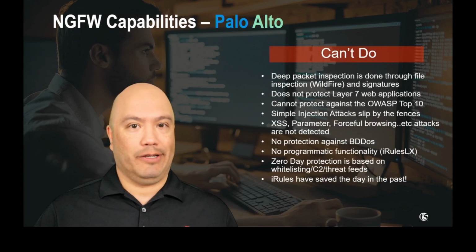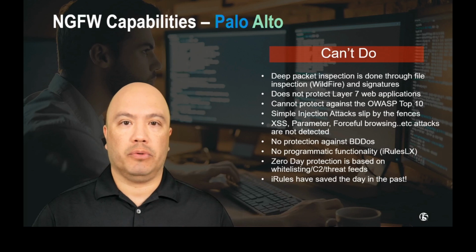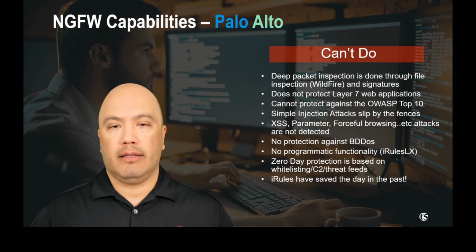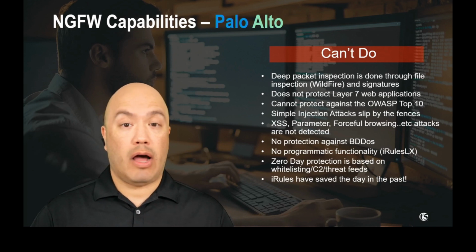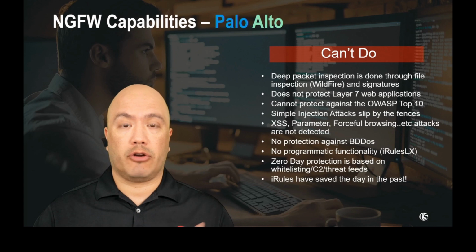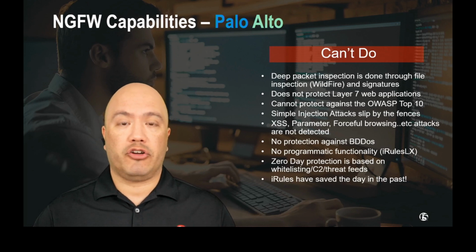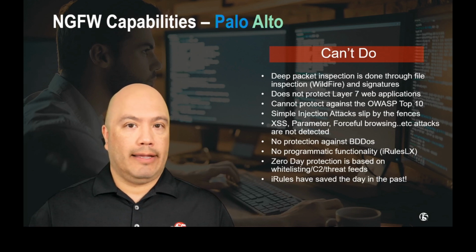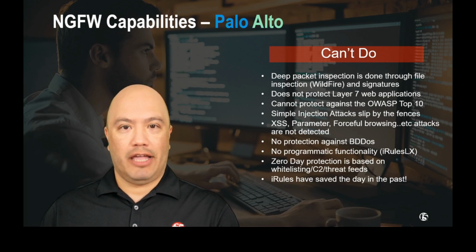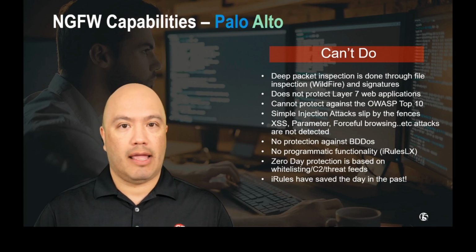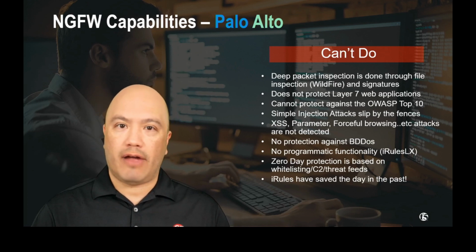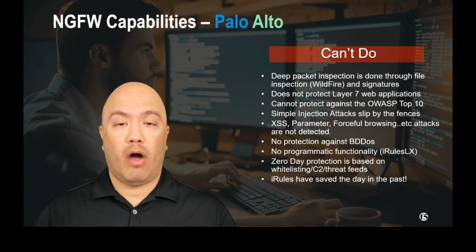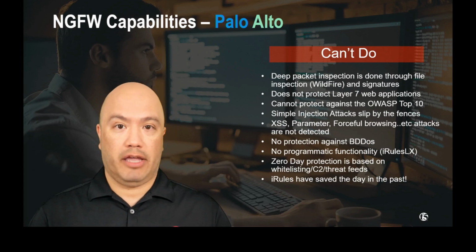So what can't they do? And this really comes down to protecting against the OWASP top 10. Now, if you're not familiar with the OWASP top 10, that's fine. Go out and research it, just Google it. But basically, it's a group of people who come together and determine what the top 10 attacks are against web applications. Now, Palo Alto does say their application layer 7 protection. And yes, they do provide that. And, right, so they're able to identify an application on the wire, and then they can block that type of application.